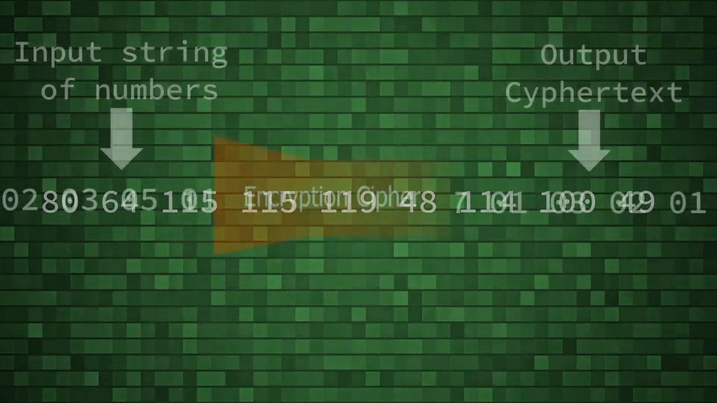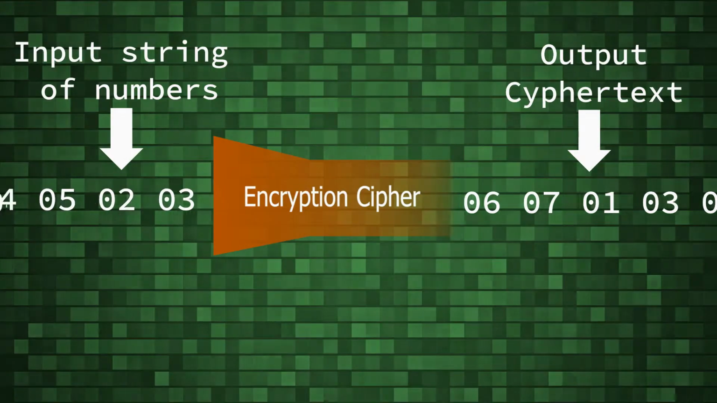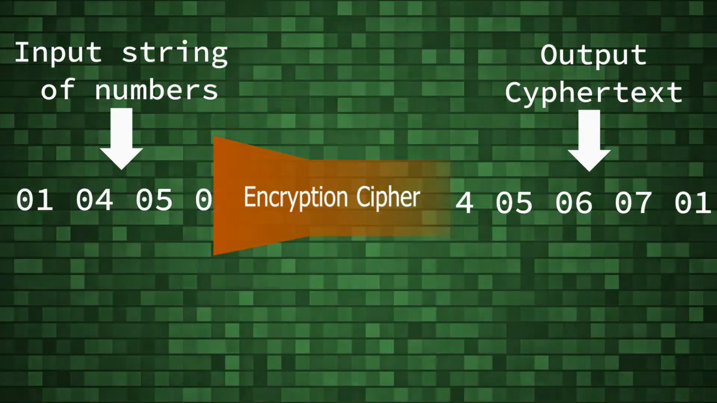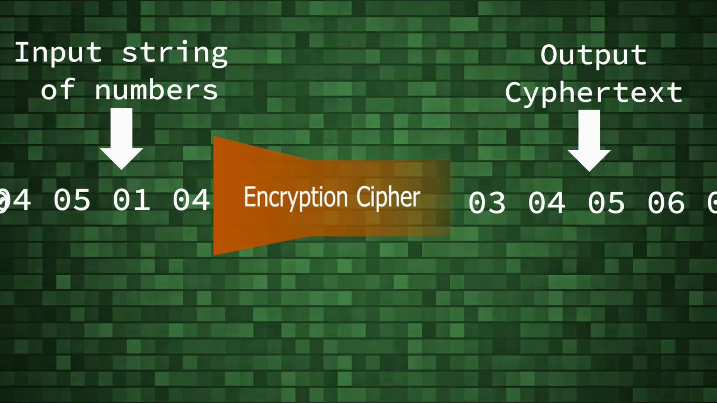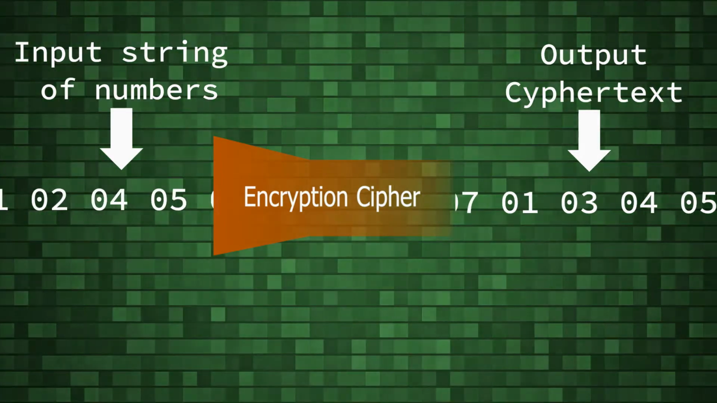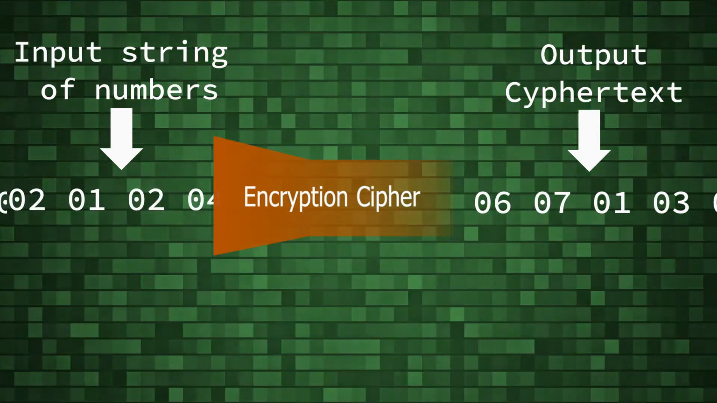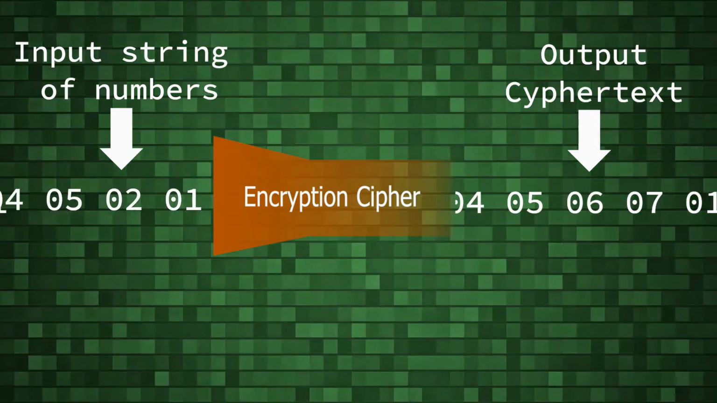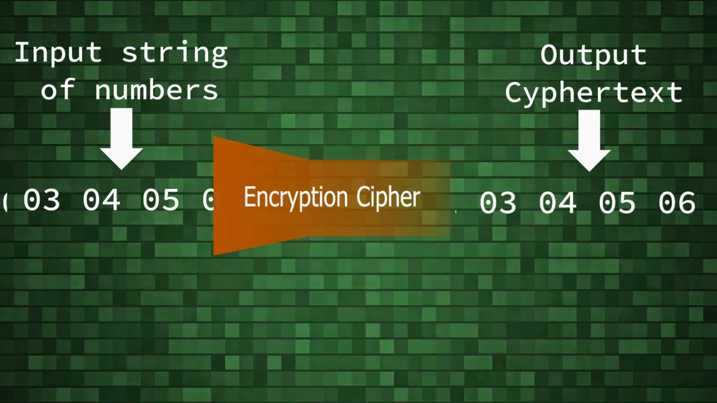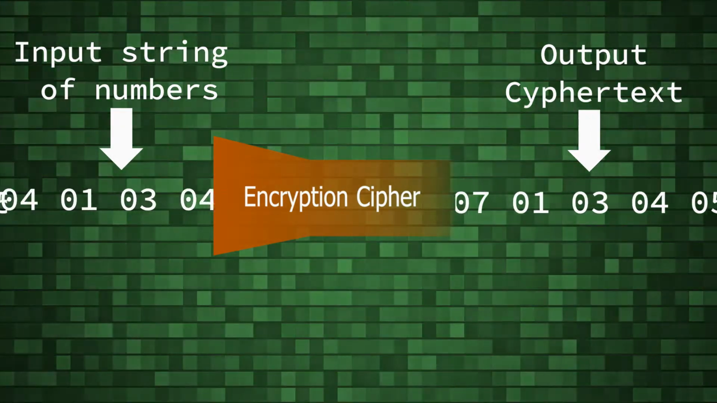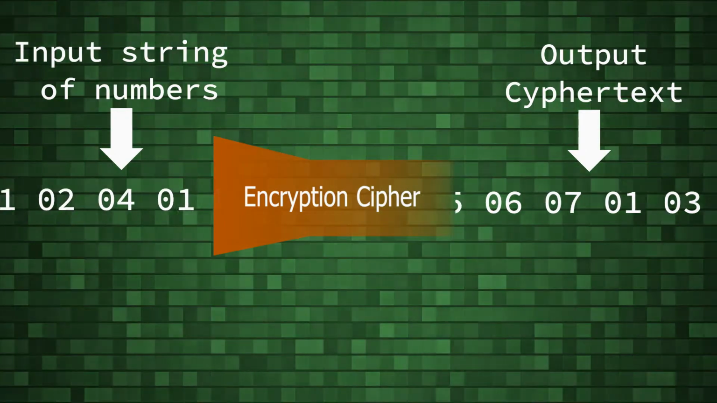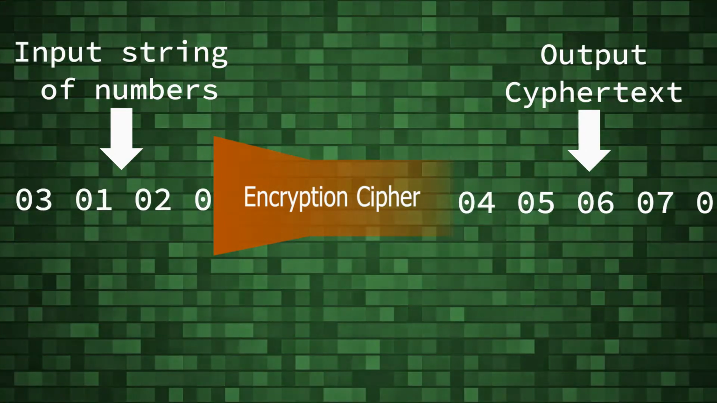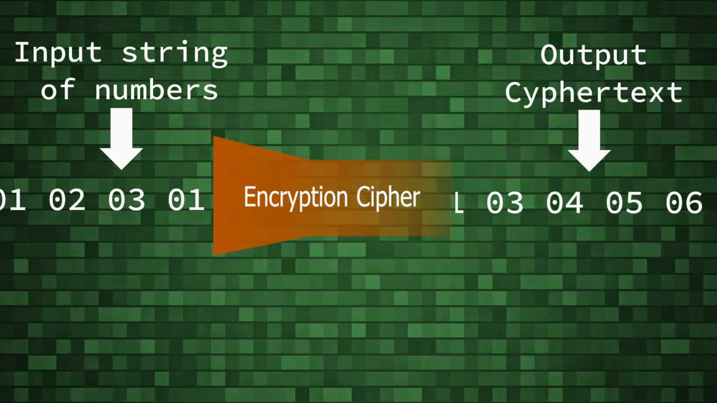The numbers in long arrays are inserted into equations that convert the number into another number. The algorithm that the equation uses is known as a cipher. The output array of numbers is known as ciphertext, which is the encrypted string.